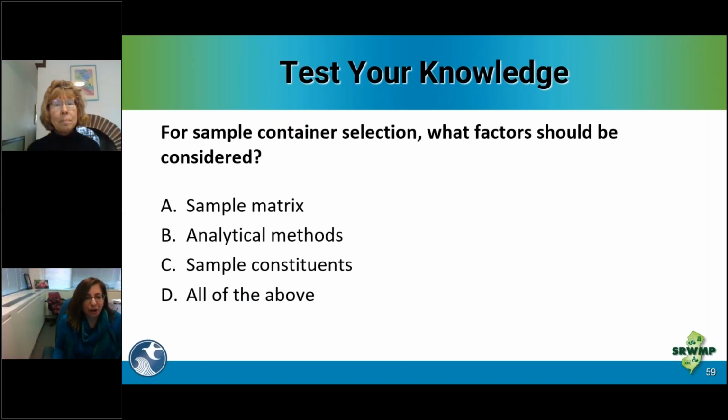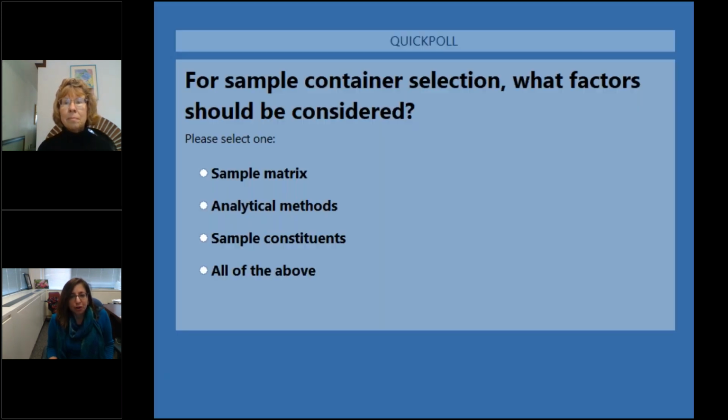Okay, so we have our first test your knowledge question. I hope everyone's paying attention. For sample container selection, what factors should be considered? A, sample matrix, B, analytical methods, C, sample constituents, or D, all of the above? So your poll has now started. I hope everybody is paying attention and answering the questions.